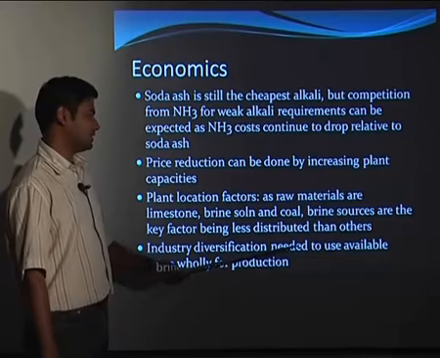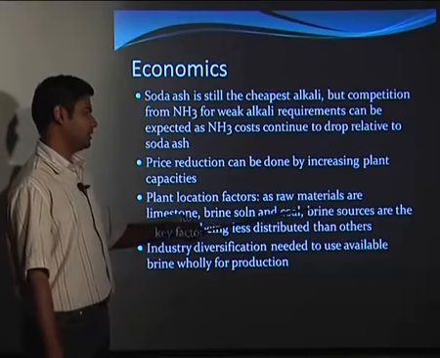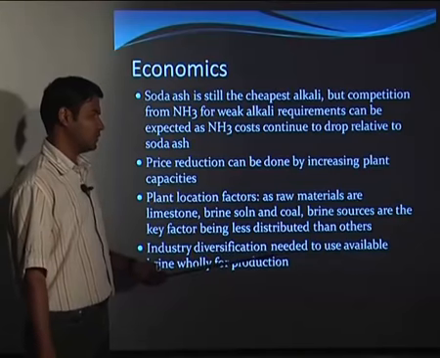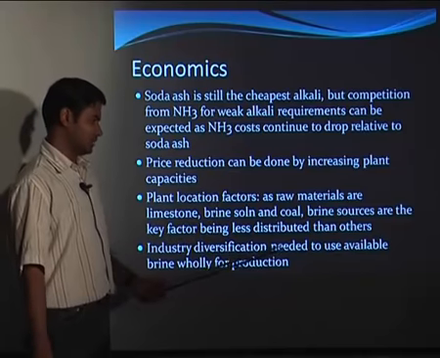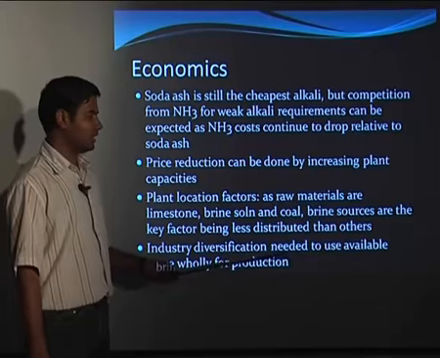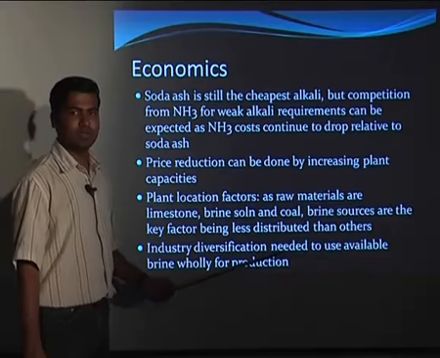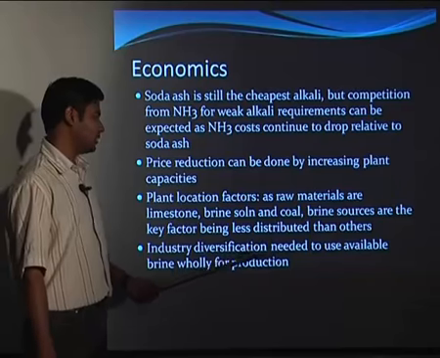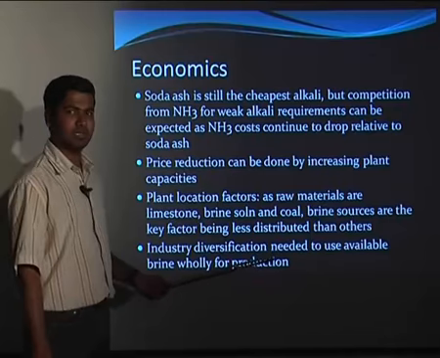Industry diversification is needed to use the available brine wholly for production. As brine sources are the key factor for plant location, we have to go for processes that produce products by utilizing brine. Here it may be soda ash, then chlorine, then sodium hydroxide. So we have to go for plant diversification and produce more and more products from the same brine solution. That will lead to a more economic plant, and we can have more products in an economic way.